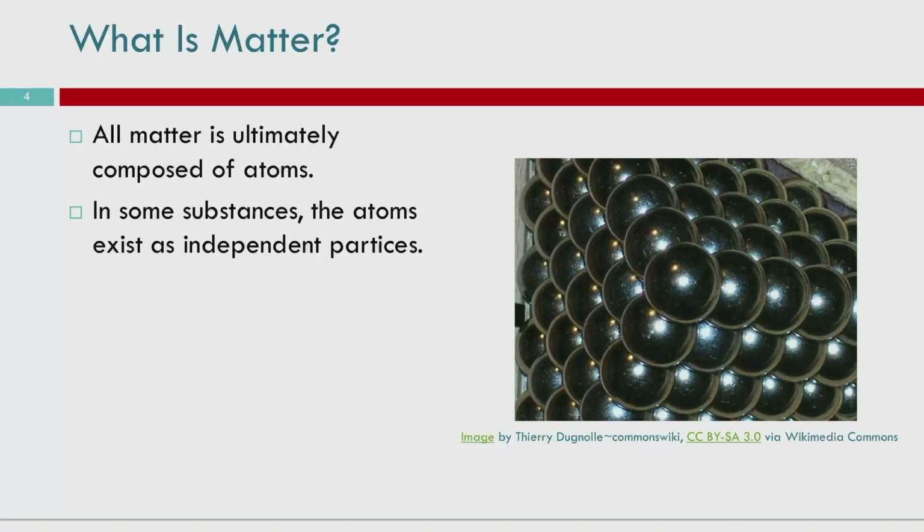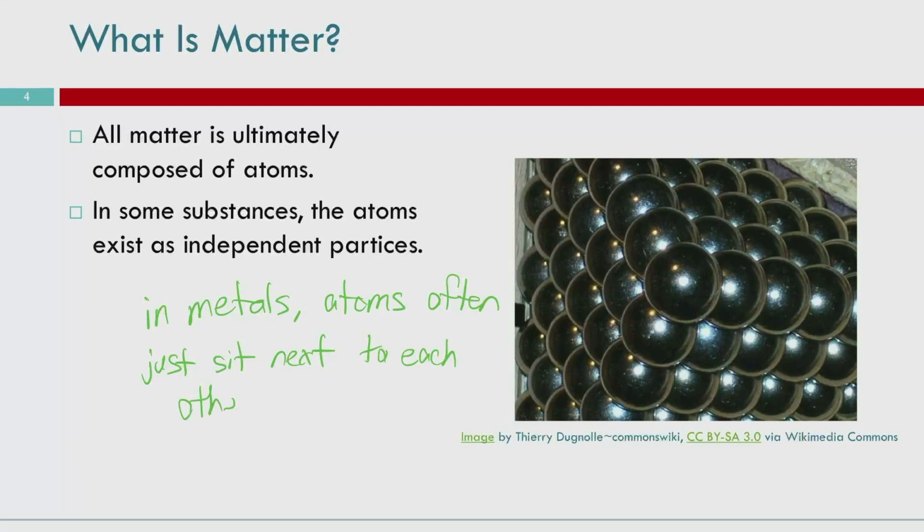In some substances, not all substances, but like metals, a lot of metals, the atoms exist as independent particles. This isn't a picture of independent particles. It's a bunch of metal spheres, I think, that are all linked together. And that would kind of be how atoms would sit in a metal. So like if you just got a copper pipe or something, the atoms are all kind of just sitting next to each other like that. That's different than in a molecule. In a molecule, they're actually like linked together. There's like a sticky goop you could think of sticking them together. Whereas in a metal, you can separate them apart more easily.